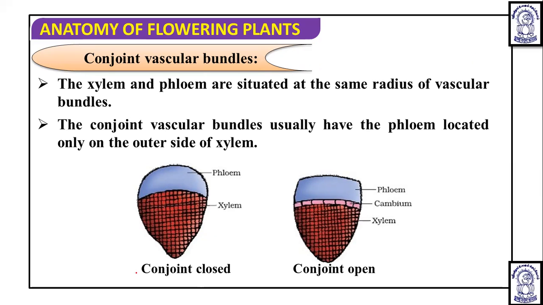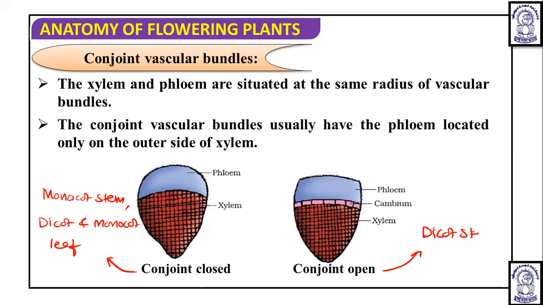So if we talk about examples of this, we can say monocot stem, then dicot and monocot leaf. Whereas conjoint open, if we talk, is present in the dicot stem.